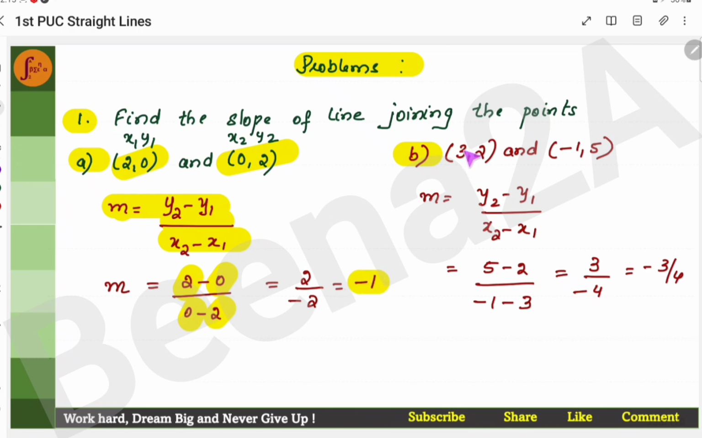Now another problem. Again, 2 points are given. The moment 2 points are given, and you have to find the slope, then you have to use this particular formula, right? y2 minus y1 by x2 minus x1. So again, once you substitute these points, you're going to get the slope.